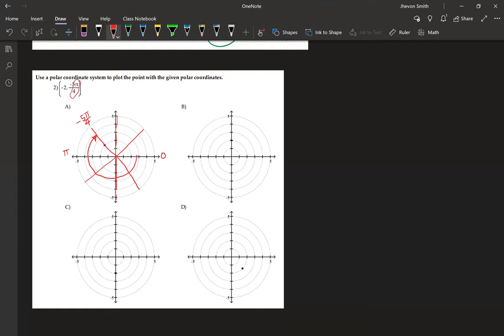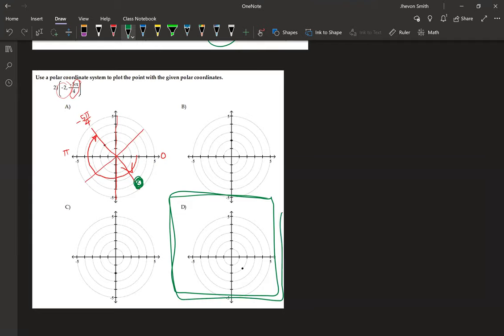Now you go to the R. The R says negative 2. Whenever it says negative 2, what that means is you go in the opposite direction. So your answer should be somewhere on this side. And that brings you to choice D. D is actually the answer here. But that's how you do it. Find the angle first. Then you move away from the origin, the distance that was described by the R.